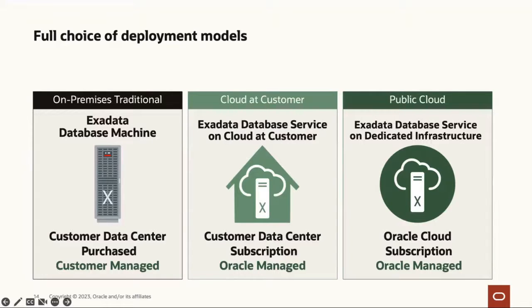So Cloud at Customer is our hybrid cloud approach. You'll still have Exadata in your data center, but you will be using a cloud subscription and it is Oracle managed. And then public cloud, this is formerly known as ExaCS, Exadata Cloud Service, but it's now been renamed to Exadata Database Service on Dedicated Infrastructure. So this will be in Oracle data centers managed by Oracle, and you'll be using a cloud subscription.